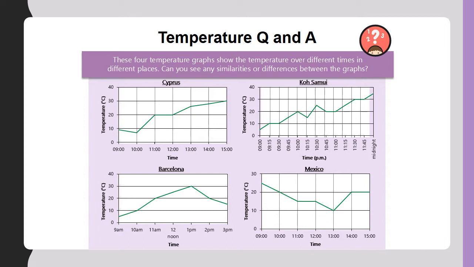So I want you to just pause the video here, have a look at each of the graphs and just think what is the same and what is different. And you might want to make a note of it as well. What is the same and what is different? You can use the title of the graphs to help you. So you might say the line graph showing Cyprus and the line graph showing Mexico have this in common.